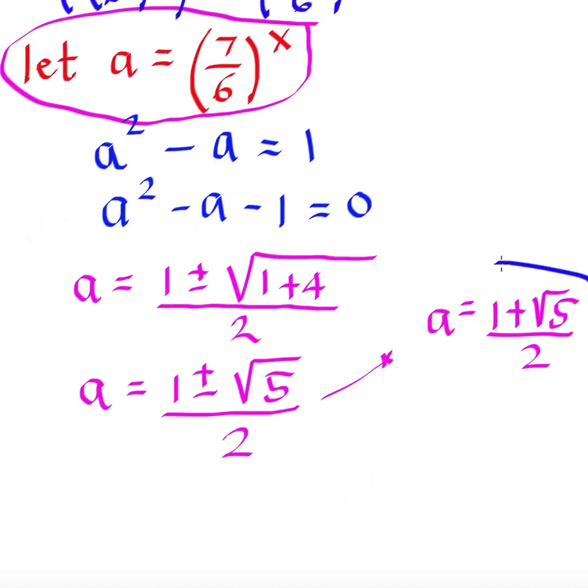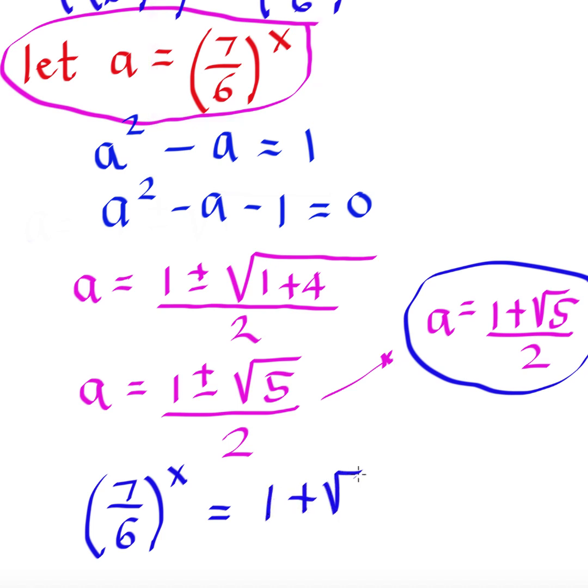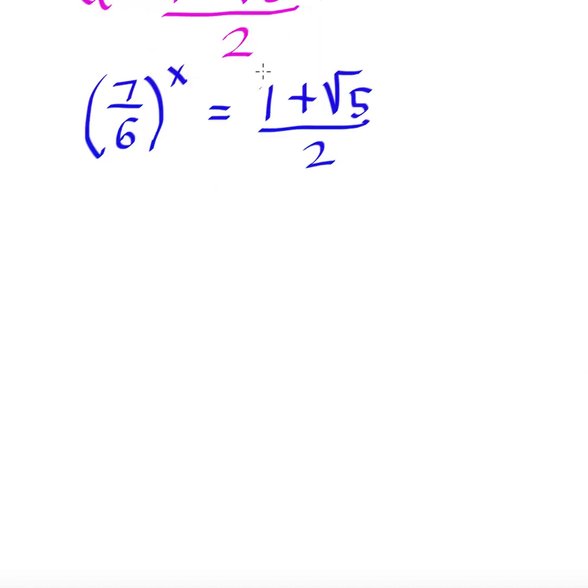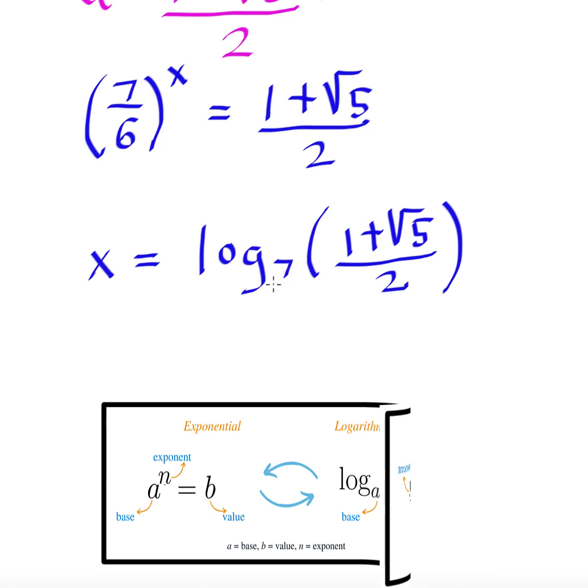So we have here the value for a, and we have here our substitution for a. So a is 7 over 6 all raised to x, and the same a is equal to 1 plus square root of 5 over 2. Now let's solve this for x. So x is the exponent that is equal to the logarithm of 1 plus square root of 5 all over 2 to the base 7 over 6.